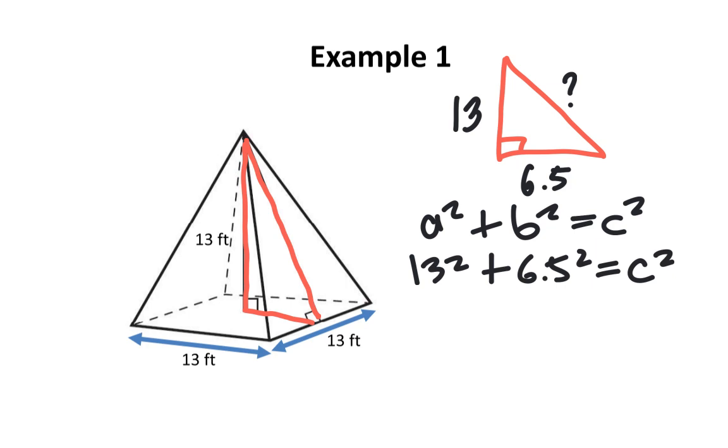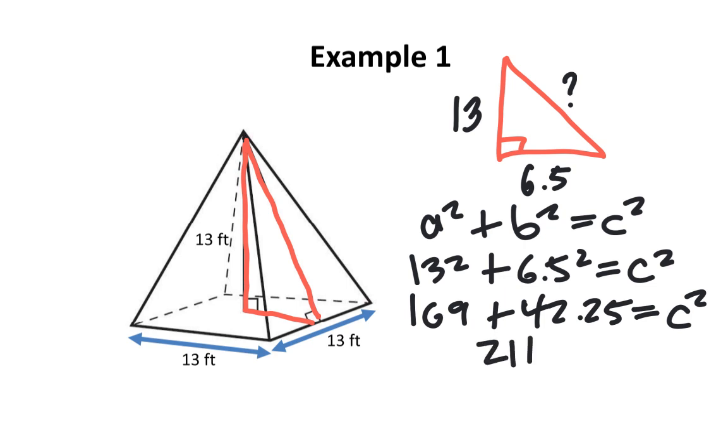At this point, you want to do the exponents before addition. So 13 to the power of 2 is 13 times 13, which is 169. And 6.5 to the power of 2 is the same thing as 6.5 times 6.5, and that is 42.25. I'm going to simplify the left side of the equation by adding these. So 169 plus 42.25 is 211.25. At this point, you should realize that 211.25 is way too big to be the hypotenuse.